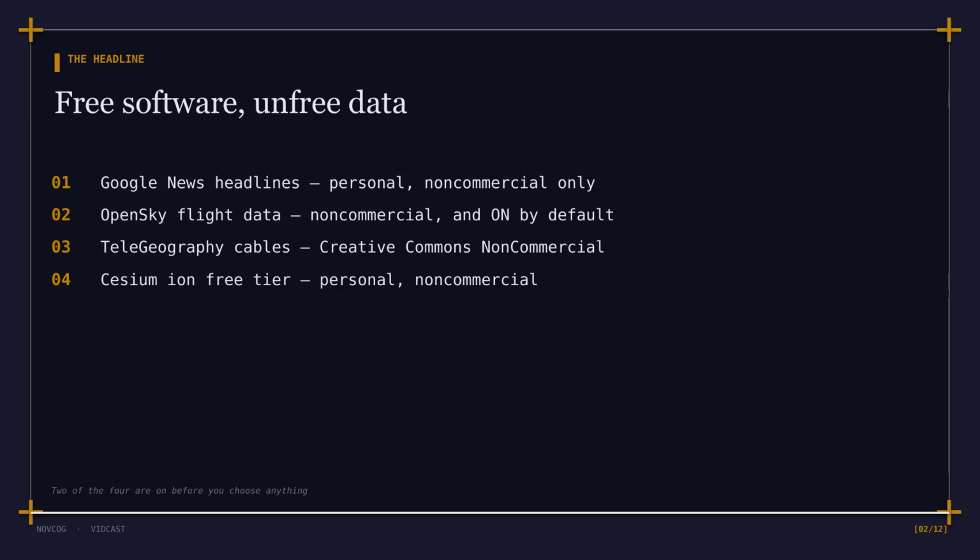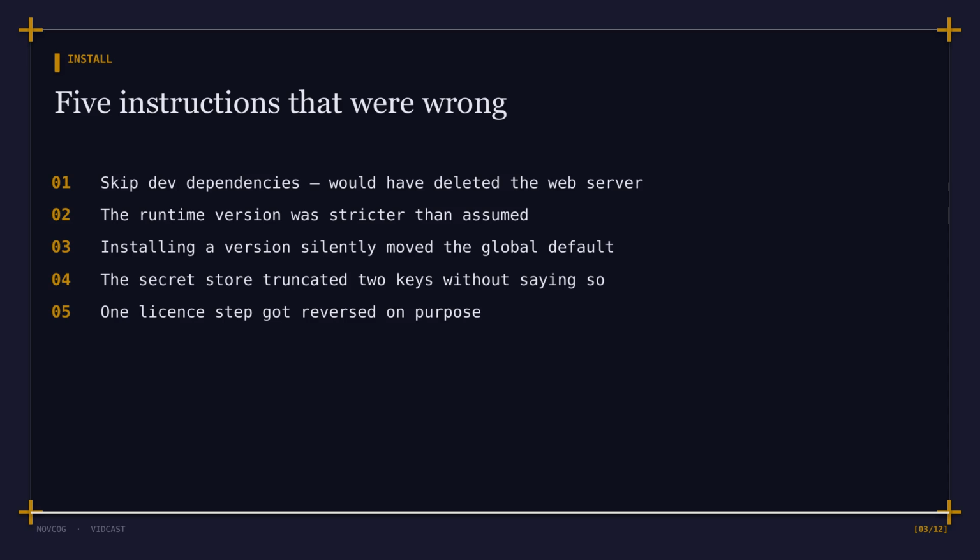4 of this app's data sources are non-commercial: the submarine cables, the flight positions, the news headlines, and later I found a fourth, the free tier of the 3D tiling service. 2 of them are switched on before you touch a single setting. The flight layer in particular runs anonymously with no key, so nothing ever asks whether you agreed to anything. If you run a business, that matters, because the app ships a clean view mode and a recording mode built specifically for capturing footage.